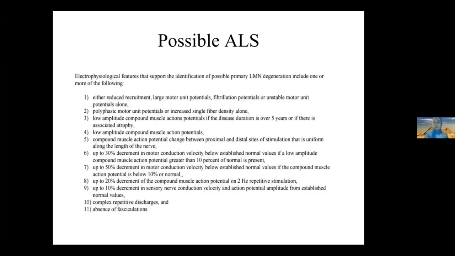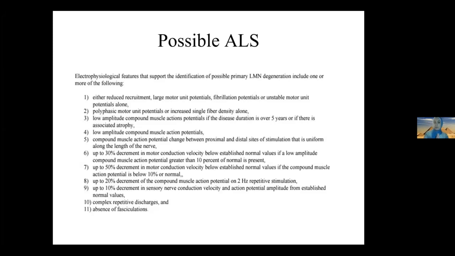When would I think that the patient is having possible ALS? If I find some findings in the EMG and the nerve conduction studies, this does not exclude ALS. It might be found, it's not common, but I'm just going to talk about two or three points here. These are the Awaji criteria, by the way: I can find up to 50% decrement in motor conduction velocity below established normal values, if the compound muscle action potential is below 10% of normal.